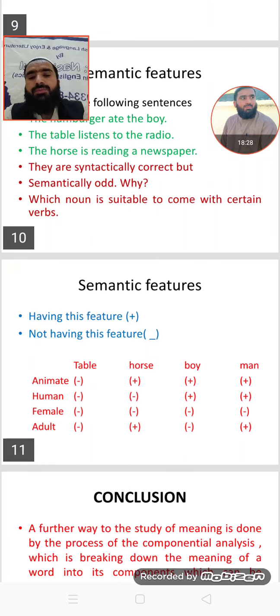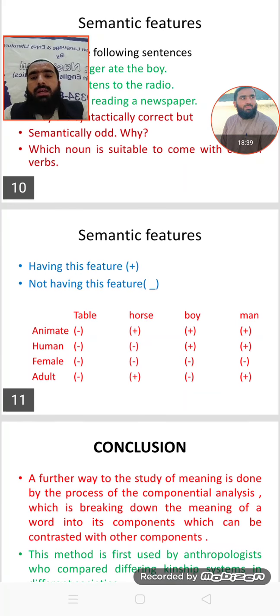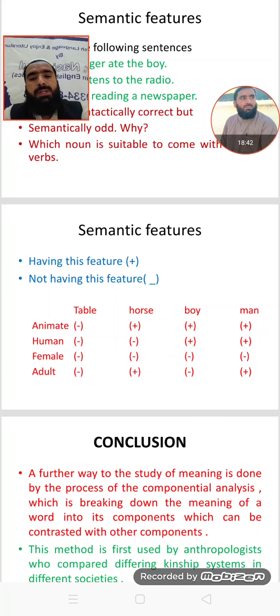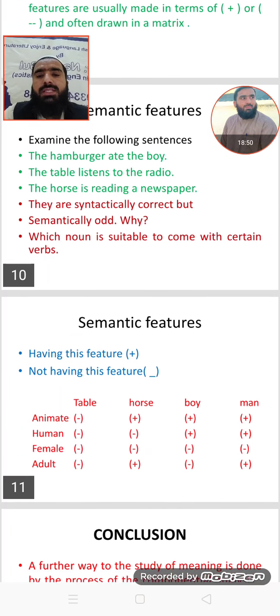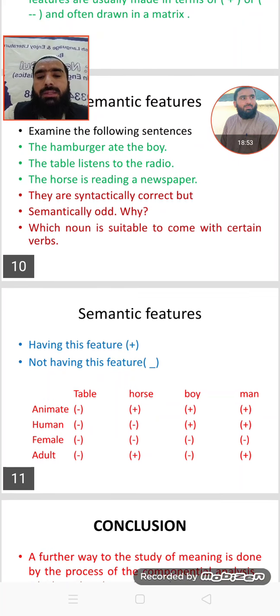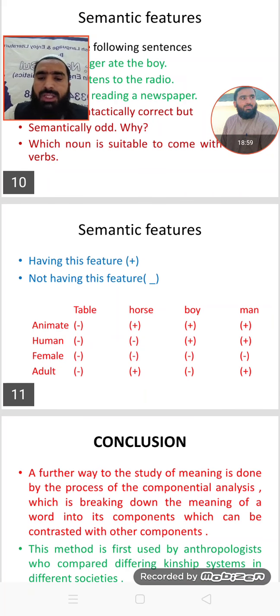So some nouns are suited to some verbs, and some verbs are suited to some nouns. When this feature is present, we have discussed. Not having this feature, now we are analyzing the above sentences. The hamburger ate the boy. The table listens to the radio. We have horse, we have table, these two we are taking.